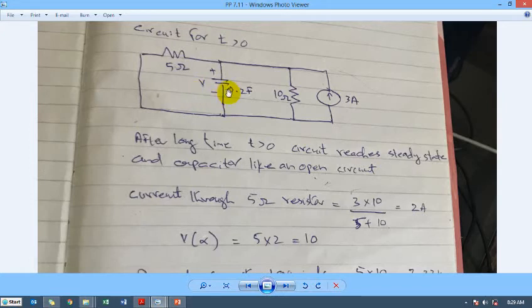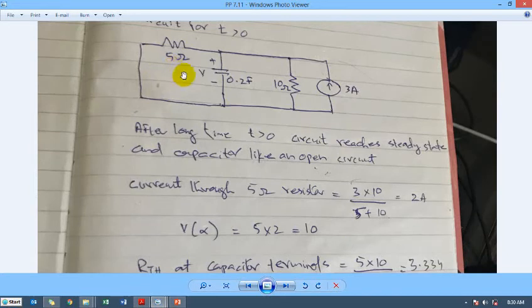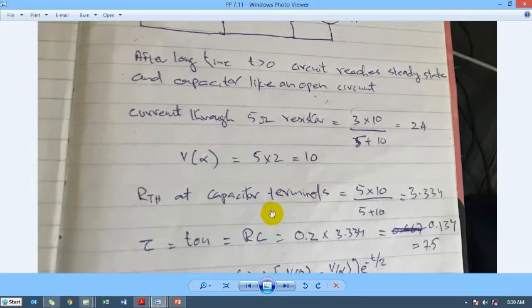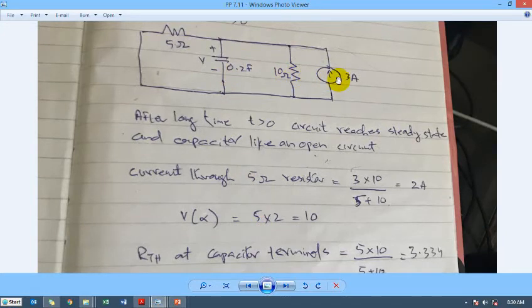Now what we have to do is find out the stable capacitor voltage. So 3 amperes is going into this 10 ohm resistor and this 5 ohm resistance. I just tried to find out the current through this 5 ohm resistance. So 3 multiplied by 10, because I have to find the current here, so I put the 10 ohm resistor in the numerator. 3 multiplied by 10 divided by 5 plus 10 is equal to 2 amperes. 2 amperes multiplied by 5 ohms, that is 10 volts, is the voltage of the capacitor.